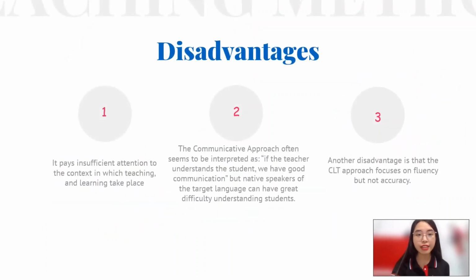In the next part, I will show the disadvantages. There are 3 disadvantages. Number 1, it pays insufficient attention to the context in which teaching and learning take place. The second one, the communicative approach often seems to be interpreted as if the teacher understands the student, we have good communication. But native speakers of the target language can have great difficulty understanding students.